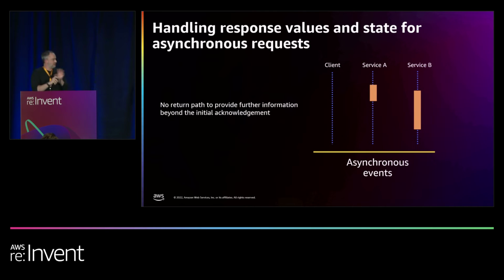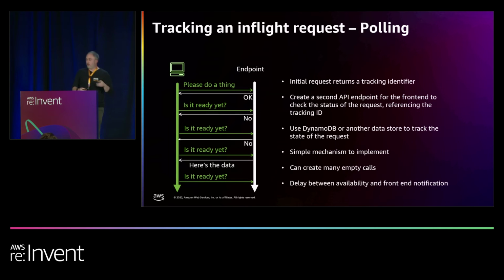This is not just a problem with Step Functions. This is how asynchronous events work, right? The client sends a request, it gets an acknowledgement back, and it carries on in the background. And there's no other way of returning what that response is without requesting it somehow. So 2 common ways around this. One is polling. And polling's very easy to implement.